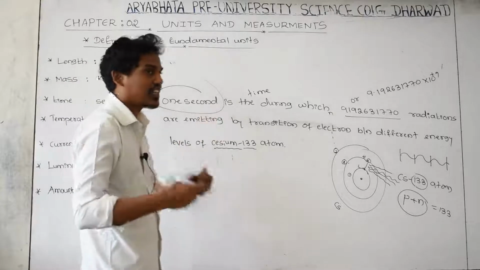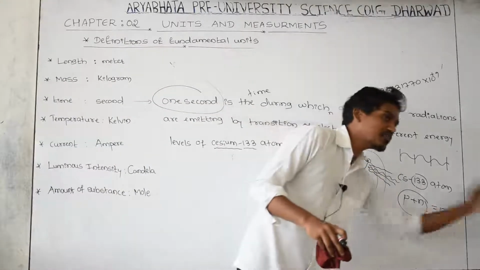What is 1 second? It is the time in which these many radiations are coming out of the cesium atom.